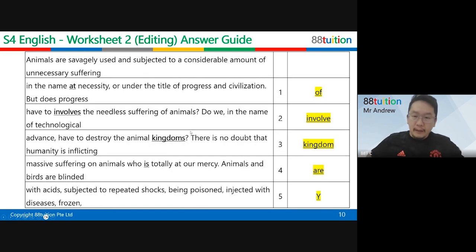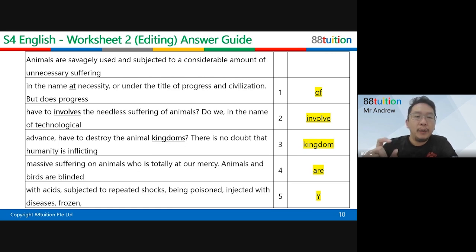First page. So I'll just read through for you. Animals are savagely used and subjected to a considerable amount of unnecessary suffering in the name of necessity. Okay, which I think most of you managed to get the idea of. Okay, in the name of necessity or under the title of progress and civilization.